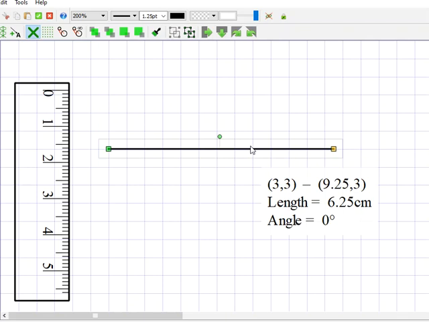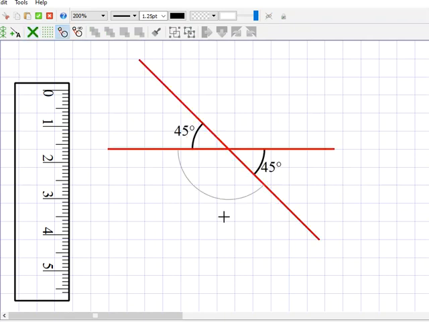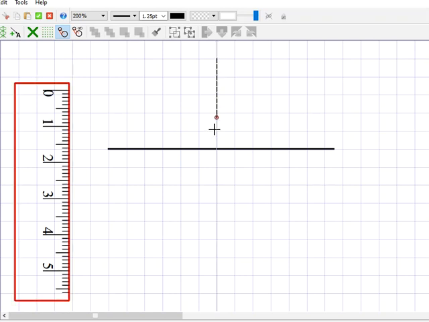Okay, let's continue with perpendicular lines. If you remember, this is an intersecting line, and if I calculate the angles here, 45, 45, and this will be 135, we call that only intersecting lines. The difference between intersecting lines and perpendicular lines is that perpendicular lines intersect at 90 degrees, with the right angle.